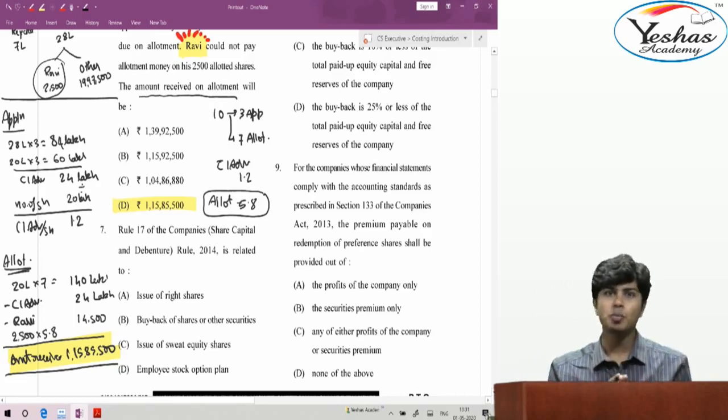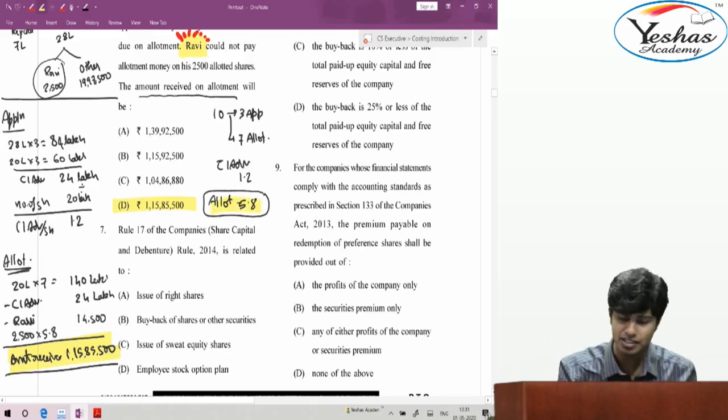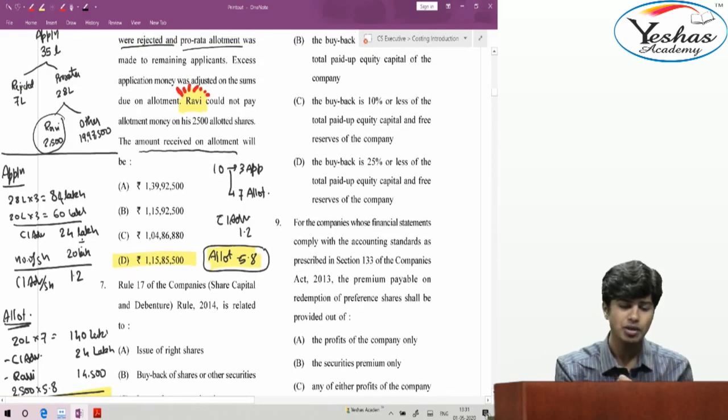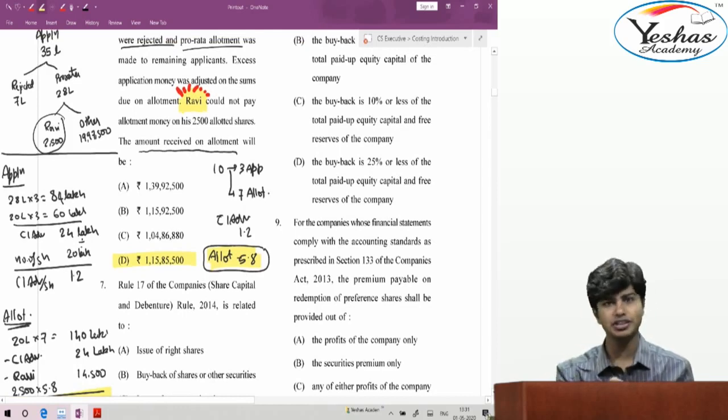If you just compute that part of excess money collected, 1.2 rupees is received in excess. So if 1.2 rupees is received in excess, how much should be receivable? 5.8. So 5.8 per share is receivable. How many shareholders will pay? 19,97,500 shareholders will pay and 2,500 shareholders will not pay.